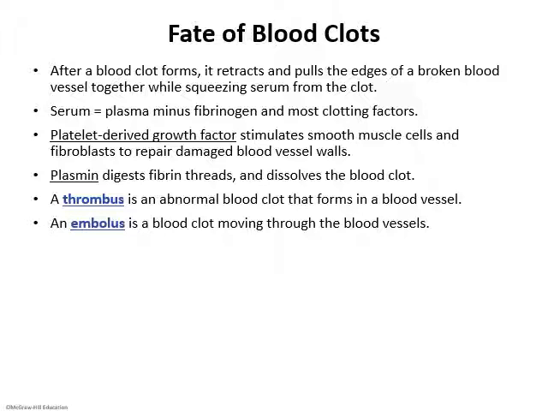Okay, so the fate of blood clots. As the blood clot forms, it's going to pull the edges of the blood vessel back together, okay? And then it's going to start to heal from there. Once the clot has outlived its usefulness, plasmin is going to digest the fibrin threads and dissolve the blood clots. It's like a chainsaw that you take to the blood clot. But a thrombus is an abnormal blood clot that forms in a blood vessel. So this is a clot that formed, it did not have a purpose, and it should not be there. If that thrombus was to break off and start moving throughout the blood supply, it would be known as an embolus.